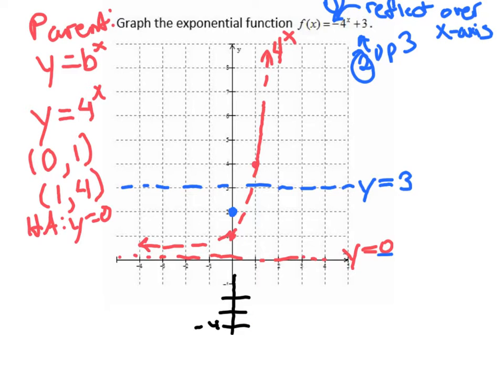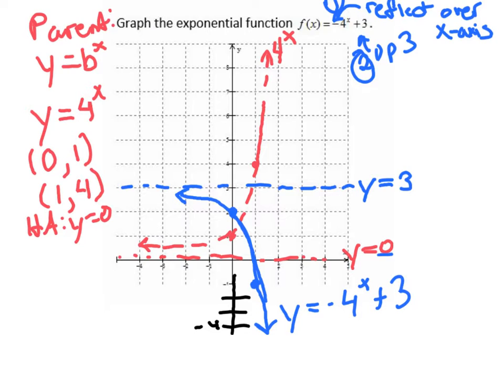And then from there, shift up 3. So 1, 2, 3. It's going to land at -1 here. So x-coordinate is 1, y-coordinate is -1. I'll plot that point here. And then with those 2 points, the asymptote, and the basic shape for an exponential function with base 4, it looks something like this. We can get a decent sketch of our graph of y equals -4 to the x plus 3.